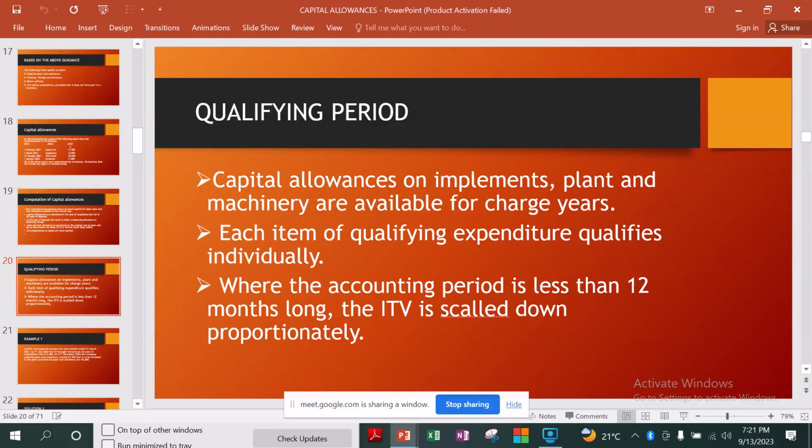Now don't confuse this with the aspect of capital allowances being claimed in full, regardless of when you acquired them. In acquisition of an asset, it doesn't matter what time you're acquiring the asset in a particular charge year, the full capital allowance will be claimed. But here, what I'm talking about is that where the period of account is less than 12 months, then the capital allowance which has been calculated should be scaled down to the proportionate number of months value.